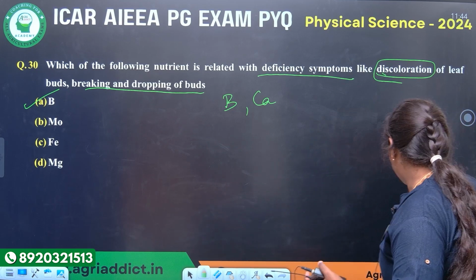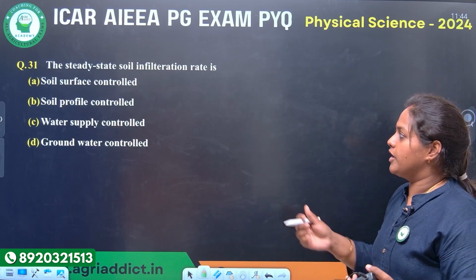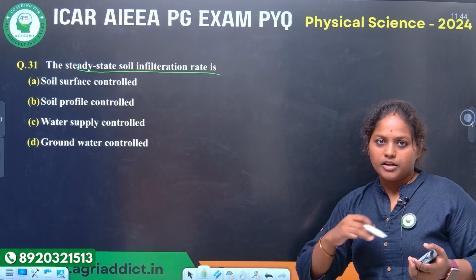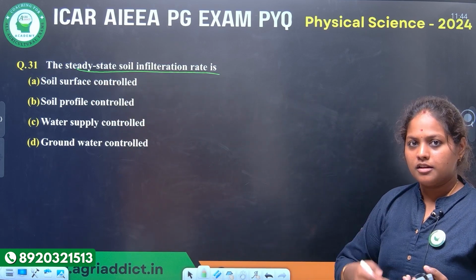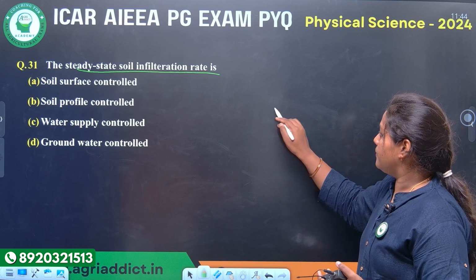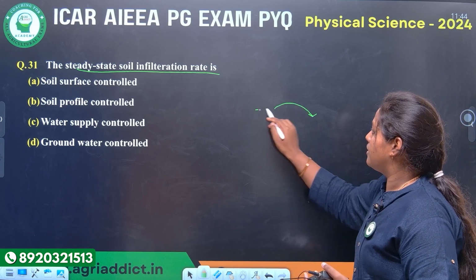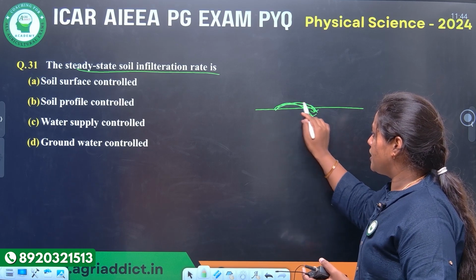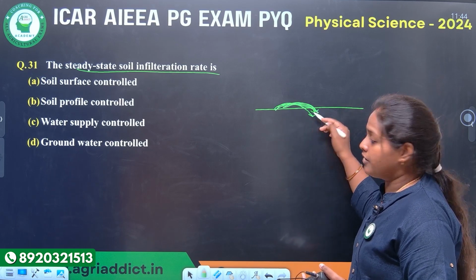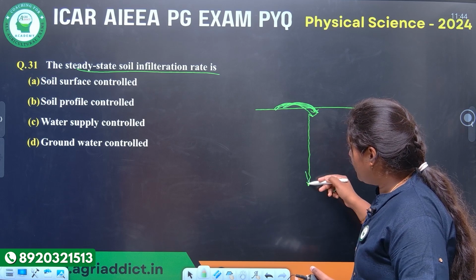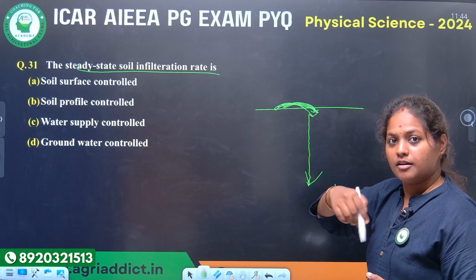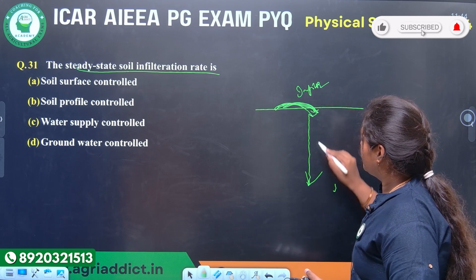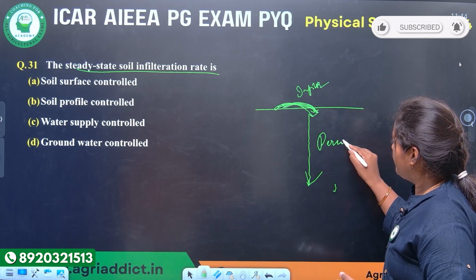Okay. Next, question number 31. The steady state soil infiltration rate is... what is infiltration? Infiltration is the movement of water from the ground surface into the soil. Just this part is called infiltration. Again, if we are talking about movement from the upper to lower layer of soil, there comes another term, that is percolation. This is infiltration, this is percolation.